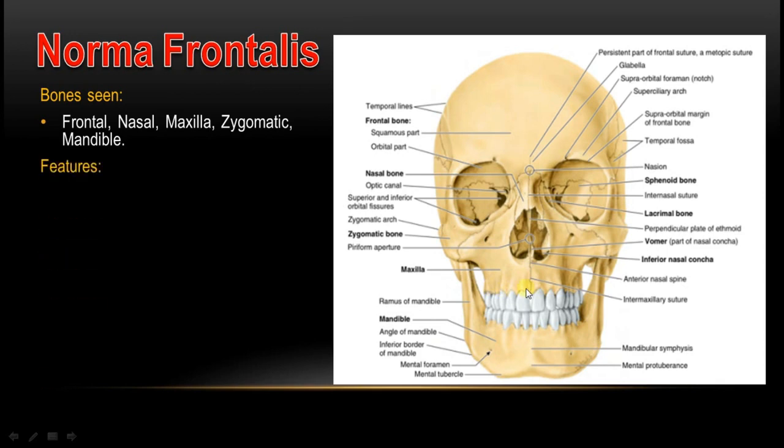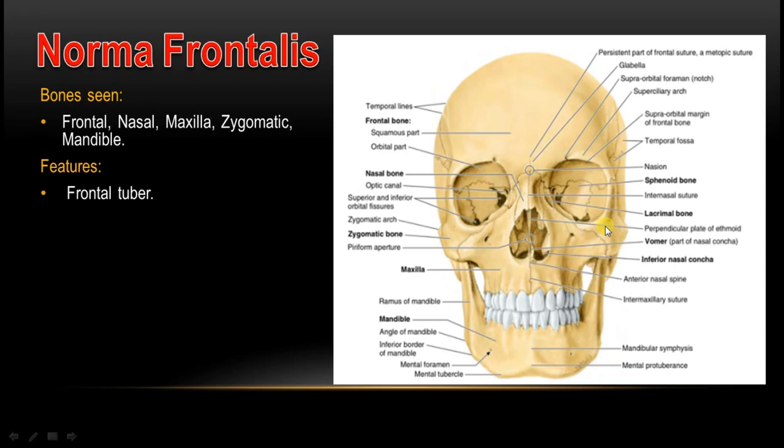Then the maxilla has the frontal process. So this is the frontal process of the maxilla. Then one more process goes into the orbit, and that is called the orbital process, which forms the floor of the orbit. Then you have the zygomatic process, which articulates with the zygomatic bone.